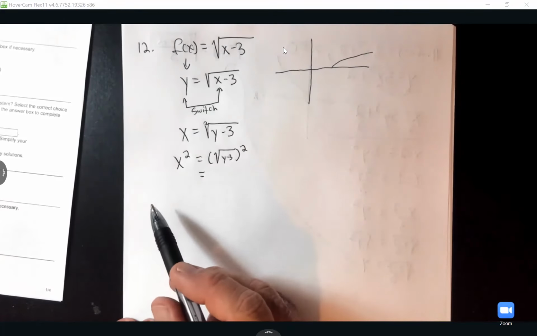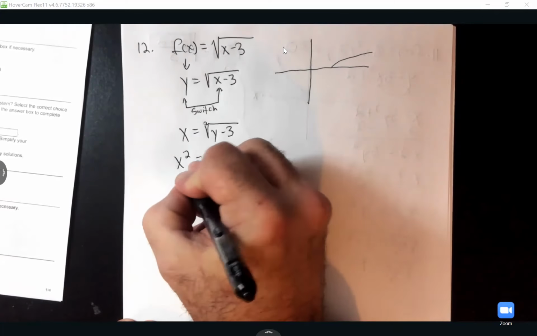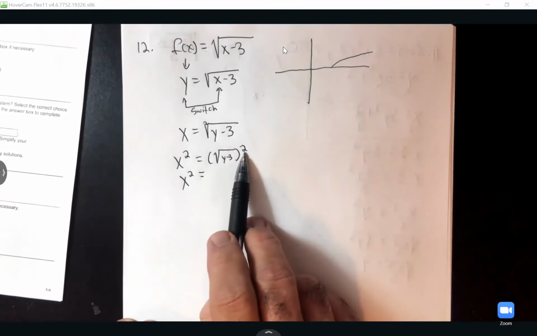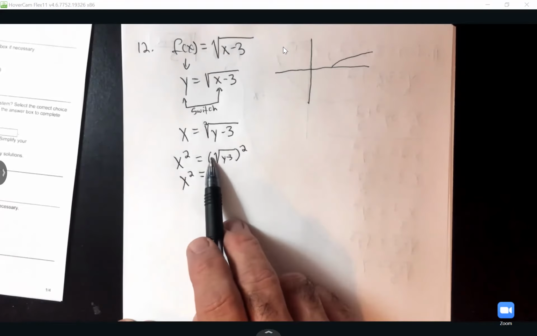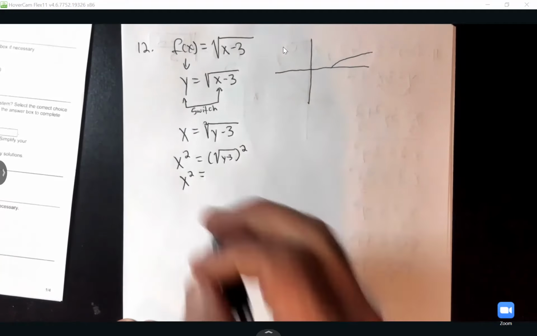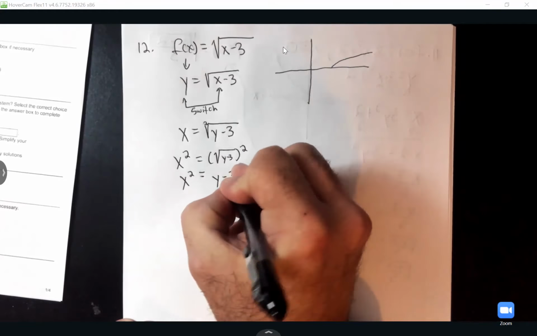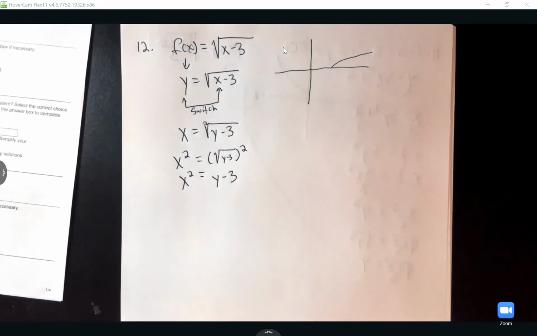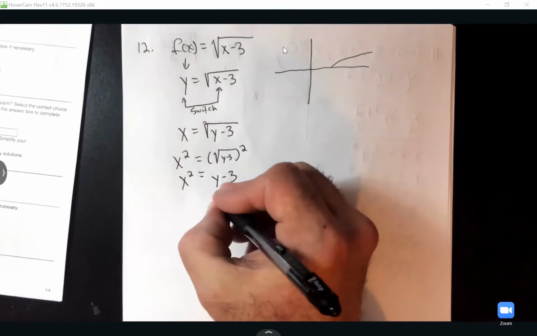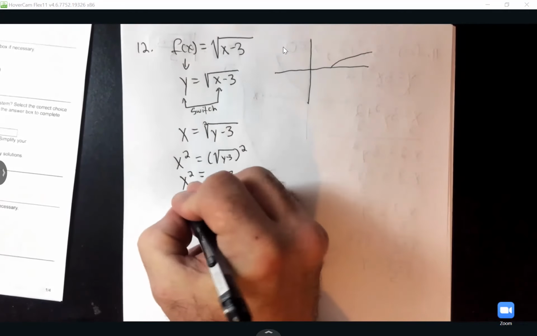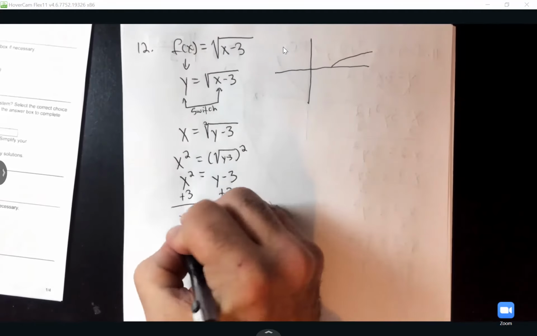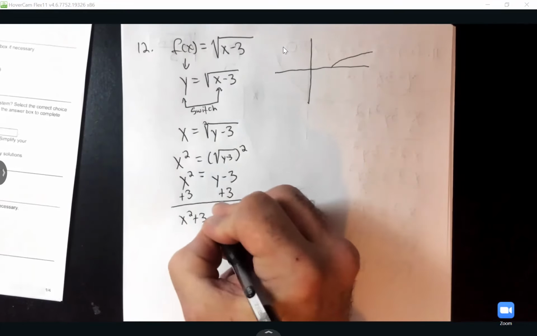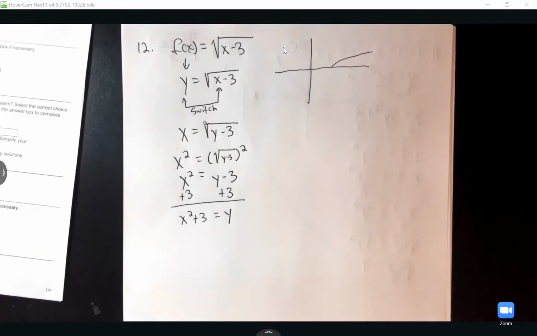So the left side, x squared, x times x is just the x squared. But when you square this square root, it gets rid of the square root, and all that's left is the y minus 3. All right, so my last step now to get that y by itself, I'm going to come in on both sides and add 3. So we get x squared plus 3 equal to our y.